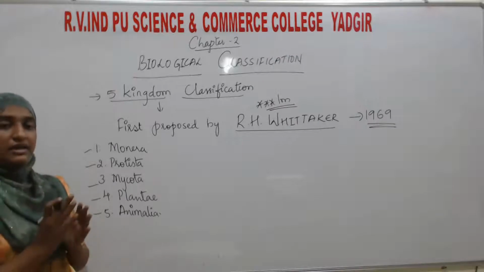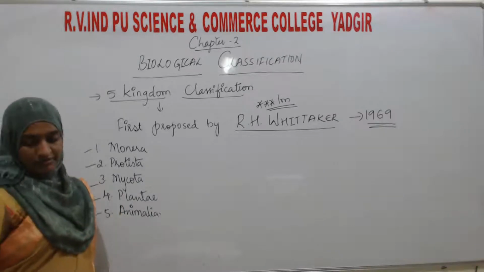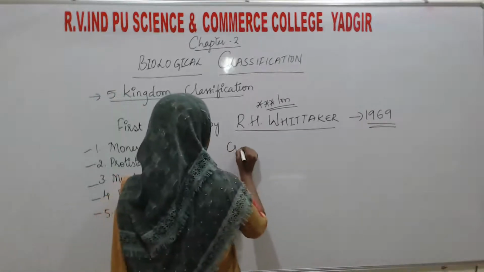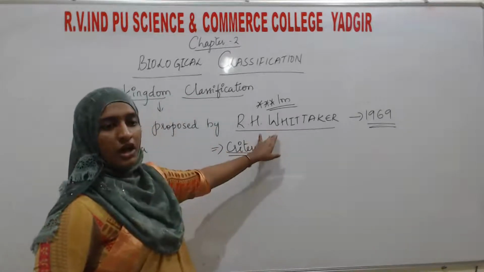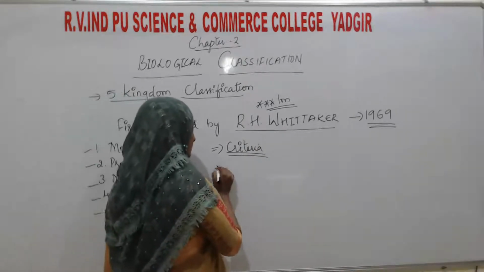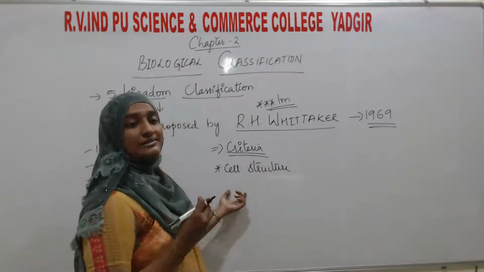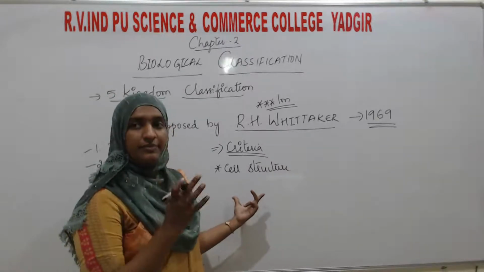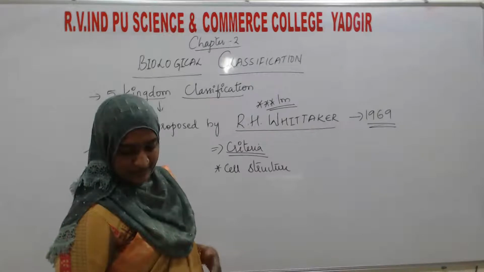Okay, so what is the main criteria? On what basis had he classified all these 5 kingdoms? The criteria for this classification which was used by R.H. Whittaker: first, cell structure. What is the cell size, cell shape, whether it is prokaryote or eukaryote? On the basis of that, he classified the 5 kingdoms. Second one, thallus organization.